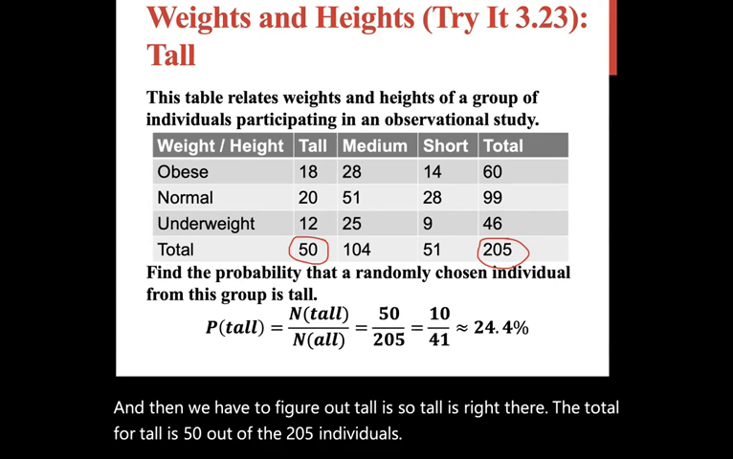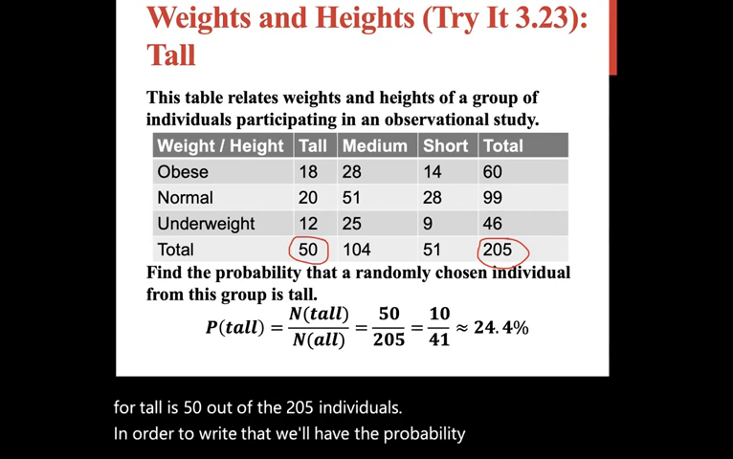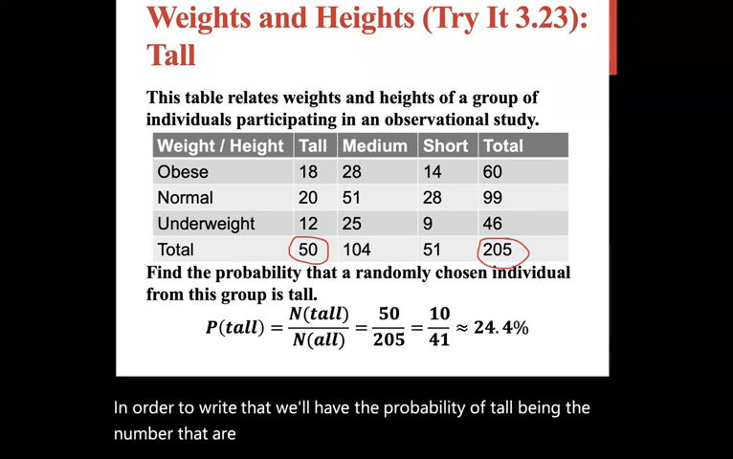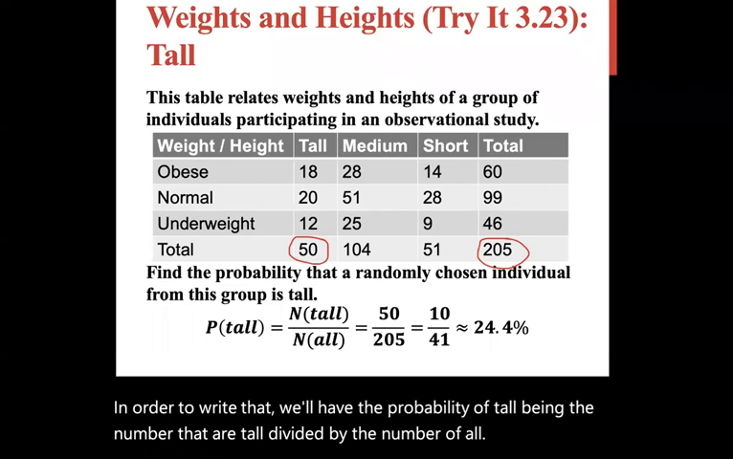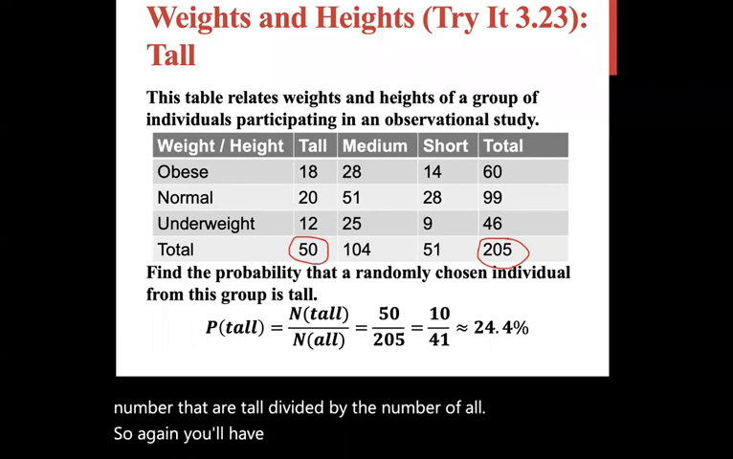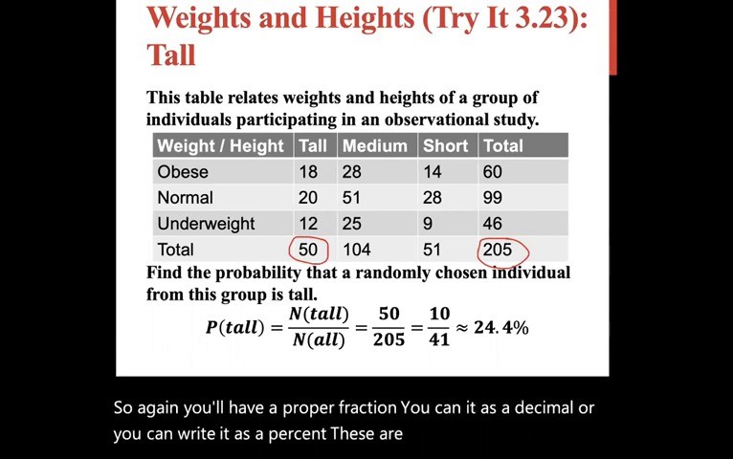And in order to write that, we'll have the probability of tall being the number that are tall divided by the number of all. So again, you'll have a proper fraction. You can write it as a decimal or you can write it as a percent. These are all possible ways of representing this probability.